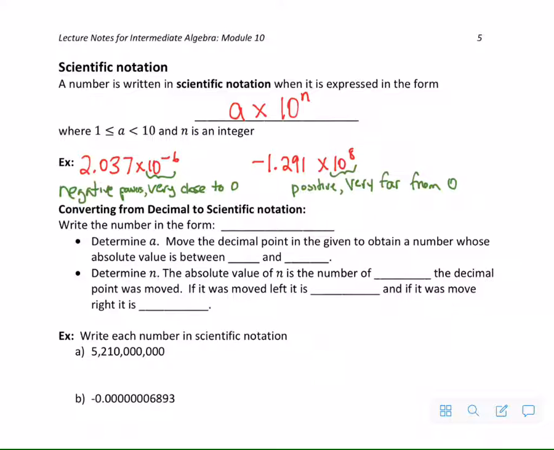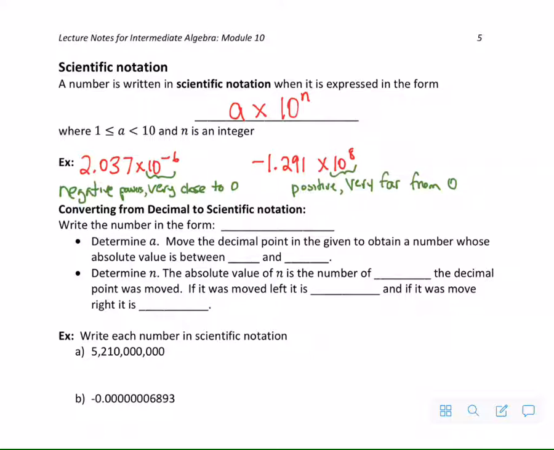So positive exponents are very far away from 0. Negative exponents are very close to 0. So if you see scientific notation with a negative exponent, think that's really small. Really tiny, really close to 0. If you see scientific notation with a positive exponent, it means it's very far away from 0. It's big numbers. So negative exponents in scientific notation mean small. Positive exponents mean big. That's going to help you keep track of which way to move your decimal place.